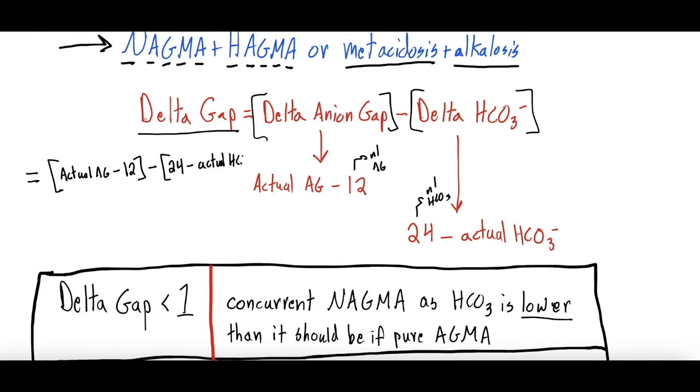And this is the bicarbonate that you would get off your basic metabolic panel. This is the anion gap that you'd get off your basic metabolic panel. So these two are what is going on in the patient, right? Whereas these two are just the normal values. And that will give you a number. All right. Sometimes that number will be negative, and sometimes it will be positive. And how we interpret that is below.